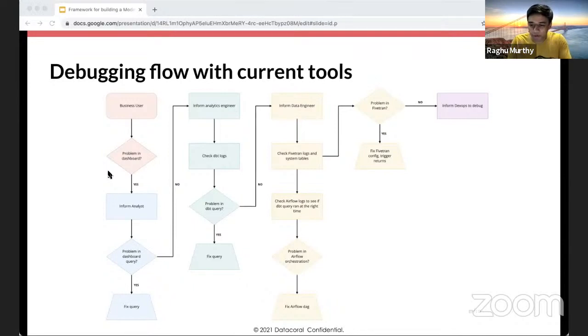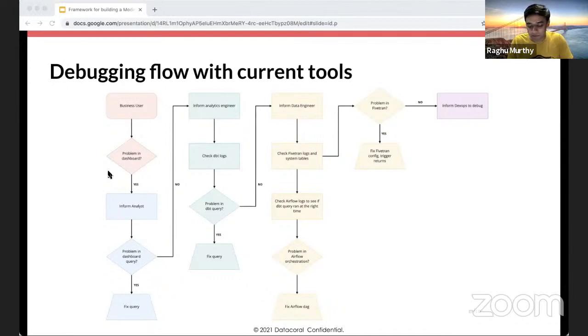The analytics engineer now goes into DBT. They look at what is happening inside of DBT, look at the logs, and look at whether any model queries have to be changed. If they don't find a problem there, they hand it off to someone like a data engineer who knows how to work with Fivetran or any other connectors they may have. The data engineer goes through the same process of looking at the Fivetran logs or the system tables it produces in Snowflake. If there is nothing wrong with Fivetran, then they'll have to look at Airflow to see if the orchestration was off, go fix the Airflow DAG, or go fix Fivetran.